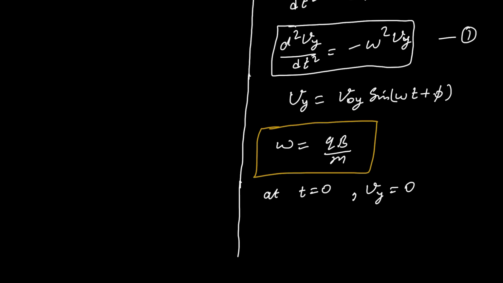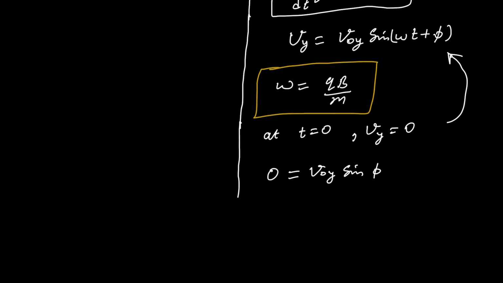So as we put these two values in our equation of SHM, this is our equation where we will put these values. At Vy we put 0. This is V naught y, and sine at the place of t we put 0. So we'll get only sine phi. Now from here we can conclude what phi is. Phi is 0.